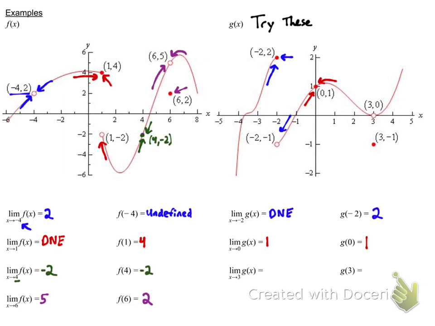As we are approaching the x value of 3, as x approaches 3, the left and the right are both going towards the same place, so therefore the y value is going to be 0, so the limit of g of x as x approaches 3 is 0. But when you try to plug in 3, you get that point that's filled in down there because the open circle means it doesn't exist at that point.